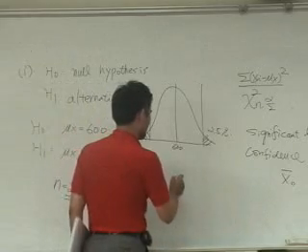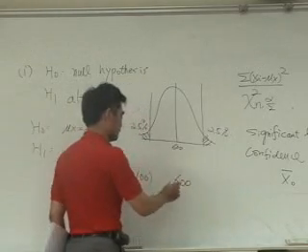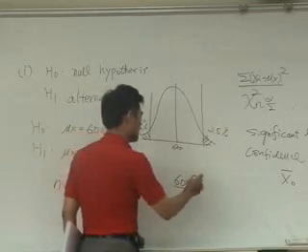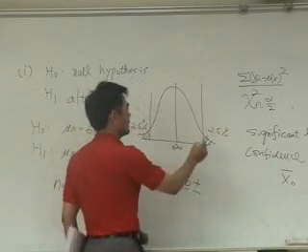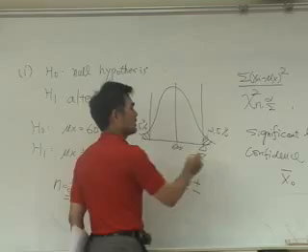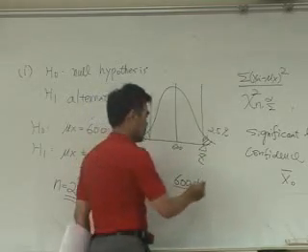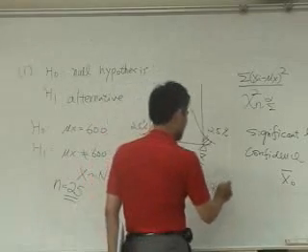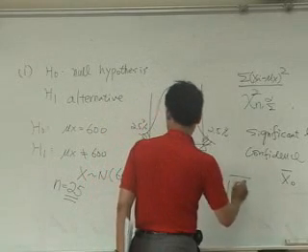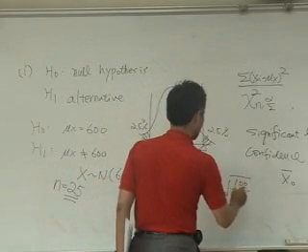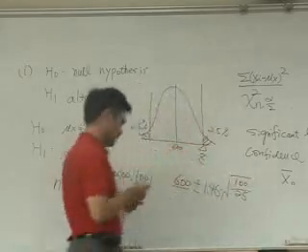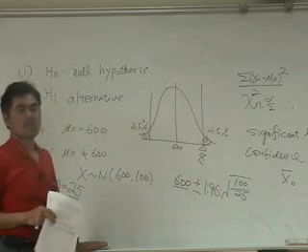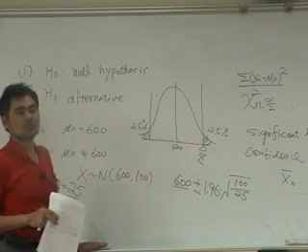So x bar is 600, right? So let us say x bar is 600, okay? Plus, minus. Here, the corresponding z, what is that? 1.96, right? Times square root 100 divided by 25. Okay? Any question to this point?